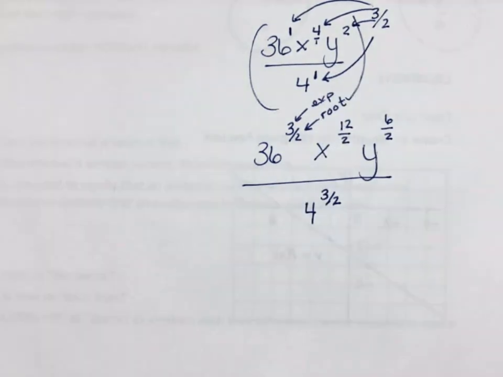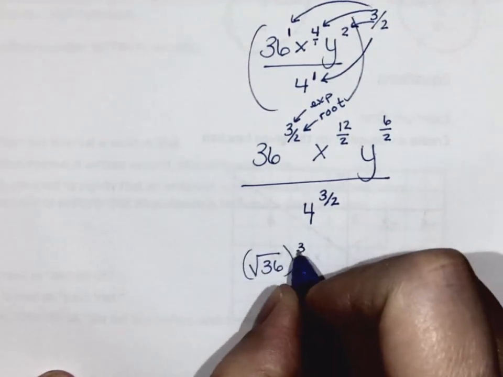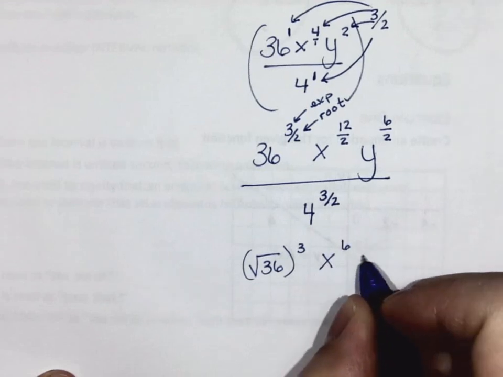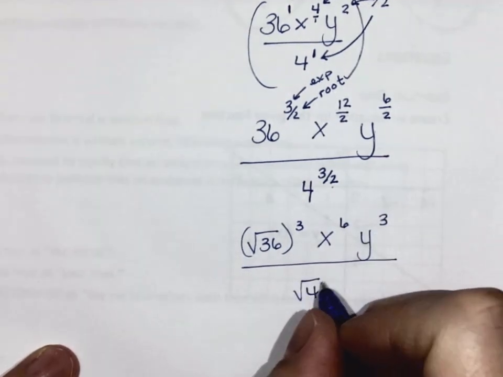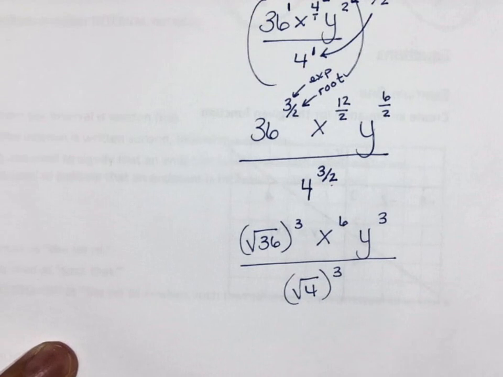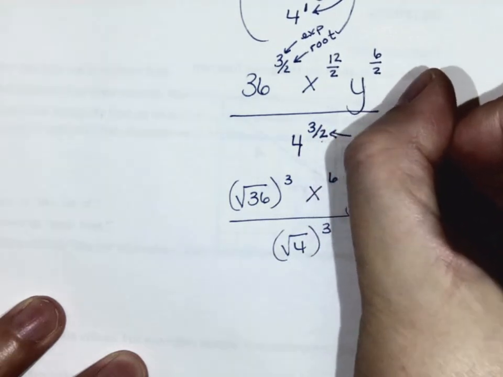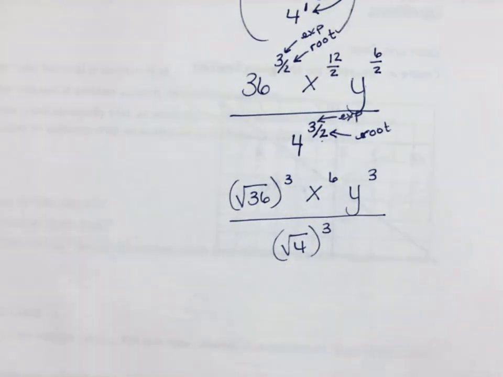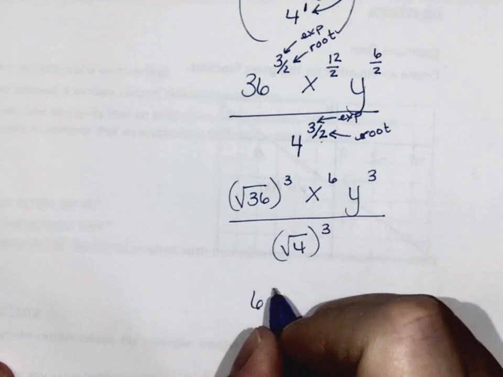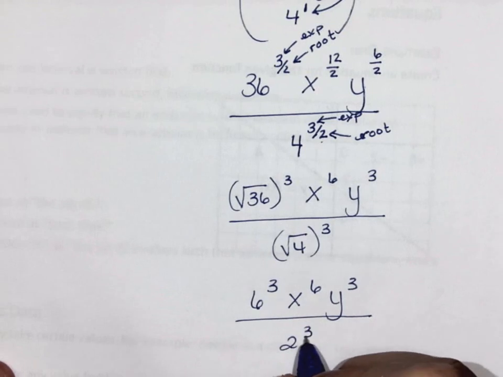So what that means is I'm taking the square root of 36, and then I'm going to cube the answer. We're going to have x to the exponent 6 and y to the exponent 3. On the bottom, I'm going to take the square root of 4, and I'm going to cube the answer. Again, the denominator tells us what kind of root we have, and the numerator tells us what kind of exponent we have. So we take the square root of 36, we get 6 cubed, x to the exponent 6, y to the exponent 3 over 2 cubed.